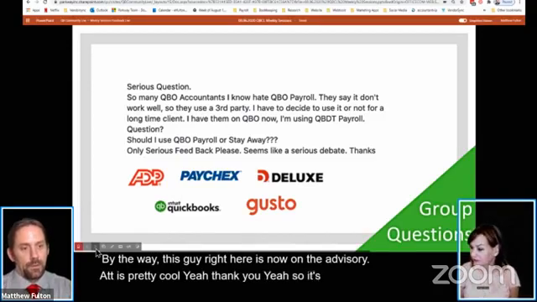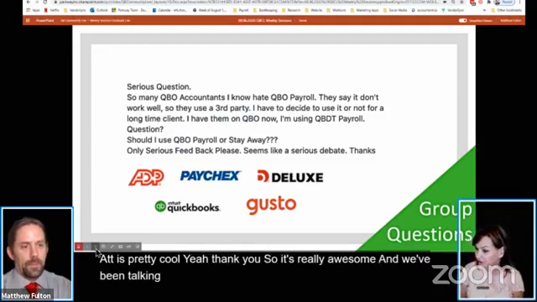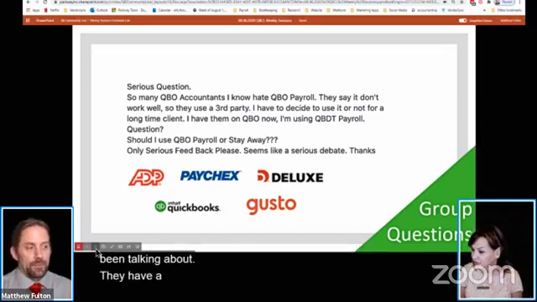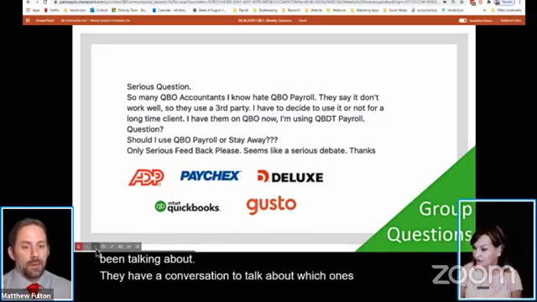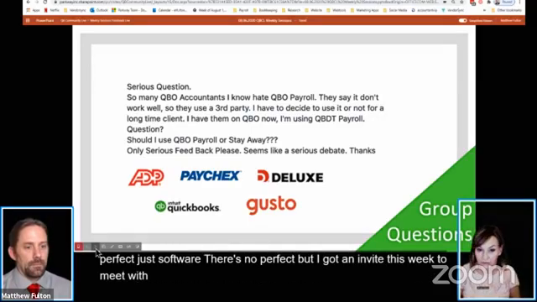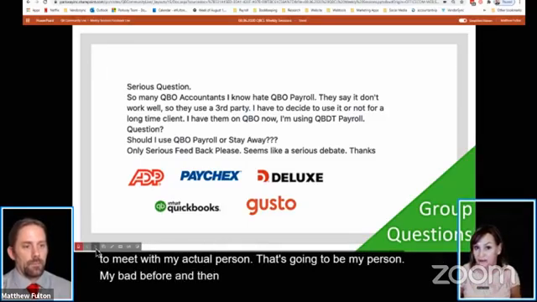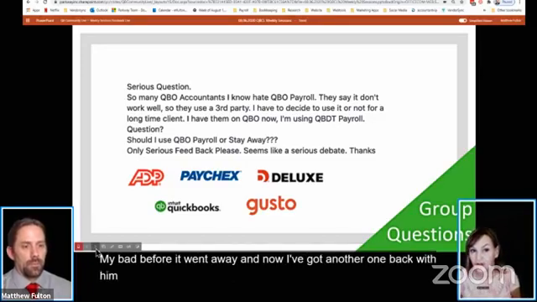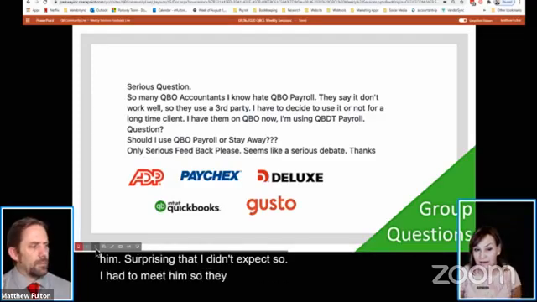And we've been talking about payroll when we have our conversations, and talking about which ones, there's no perfect, just like software, there's no perfect. But I got an invite this week to meet with my actual person that's going to be my person for QBO payroll. We had that before and it went away and now I've got another one back. I was kind of surprised at that. I didn't expect that, so it's cool that I get to meet him. So they are changing things up.